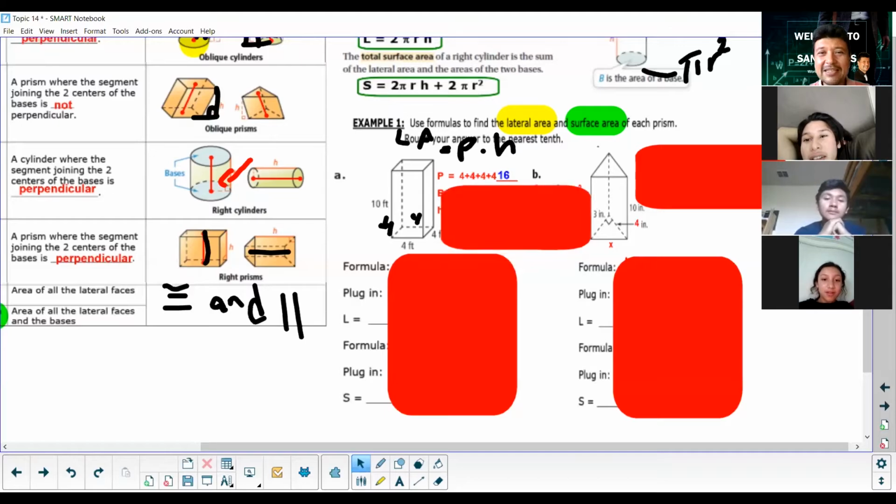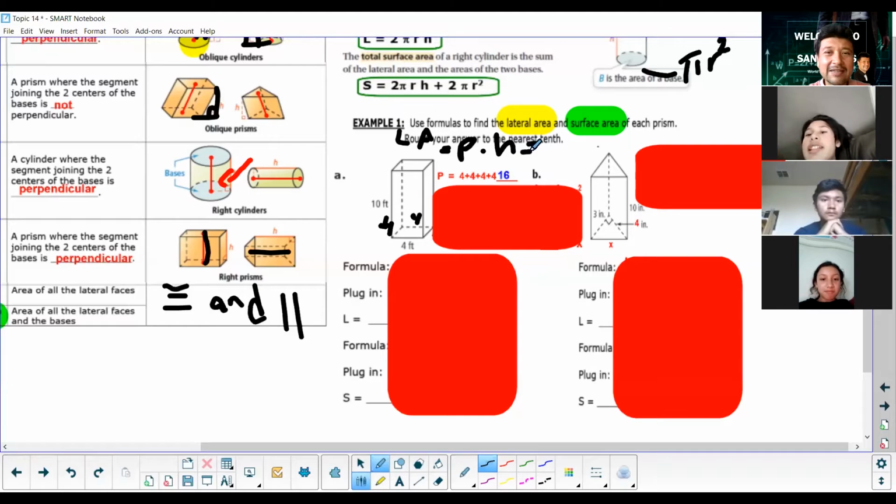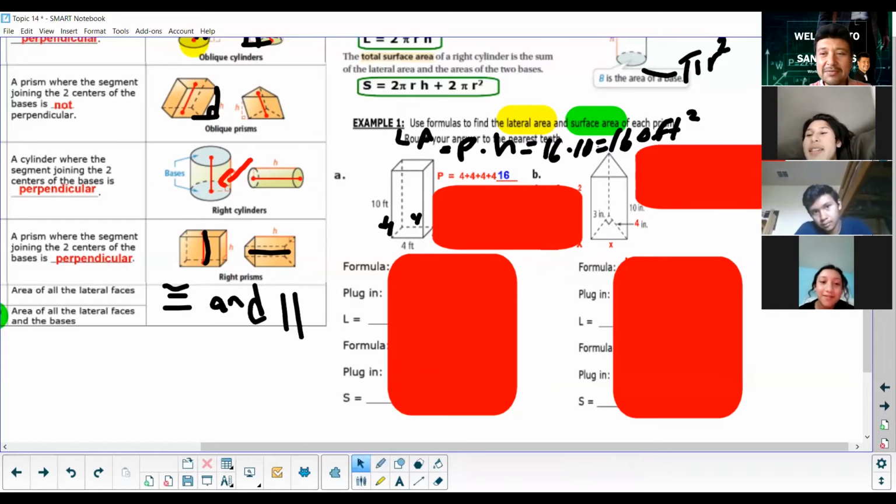Okay, so now that's the base, but what would you do from here now that you know the perimeter? So what's the lateral surface area on this one? So 16 times 10? Yeah. So you're guaranteed that this is 160 feet squared, right? Okay. Now, if you wanted to, oh, go ahead, Celeste. What were you going to say?